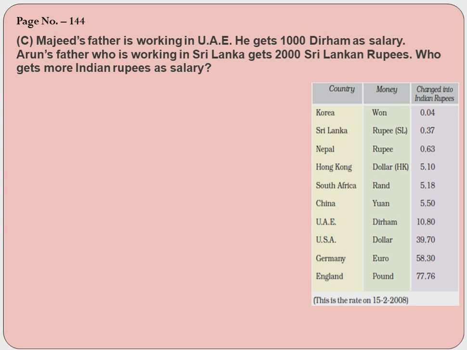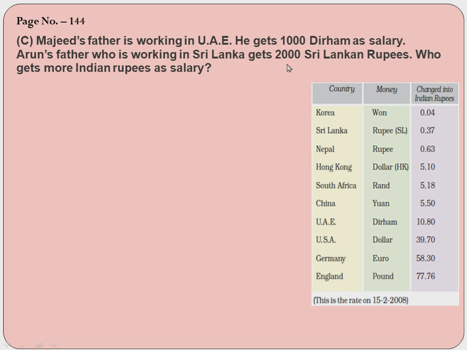Now, Majid's father is working in UAE. He gets 1000 dirham as salary. Arun's father, who is working in Sri Lanka, gets 2000 Sri Lankan rupees. Who gets more Indian rupees as salary? First, understand the question. Majid's father is working in UAE. In UAE, what is the money? Dirham. How much is he getting? 1000 dirham as salary. And Arun's father, where is he working? In Sri Lanka. What is the rupee there? Sri Lankan rupees, SL rupee. Now, who gets more Indian rupees as salary?